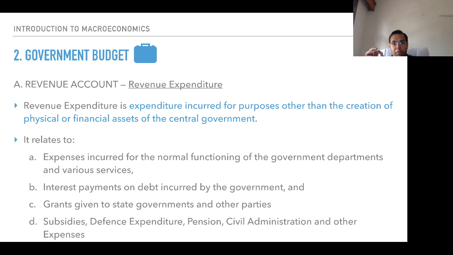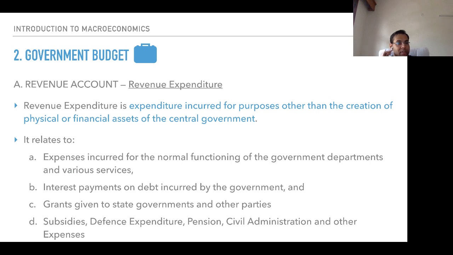Expenditure incurred for purposes other than the creation of physical assets or financial assets of the central government is added to revenue expenditures. So it is expenditure incurred for purposes other than the creation of physical assets or financial assets of the central government. This is called revenue expenditures. There are certain examples. Now have a look at examples.